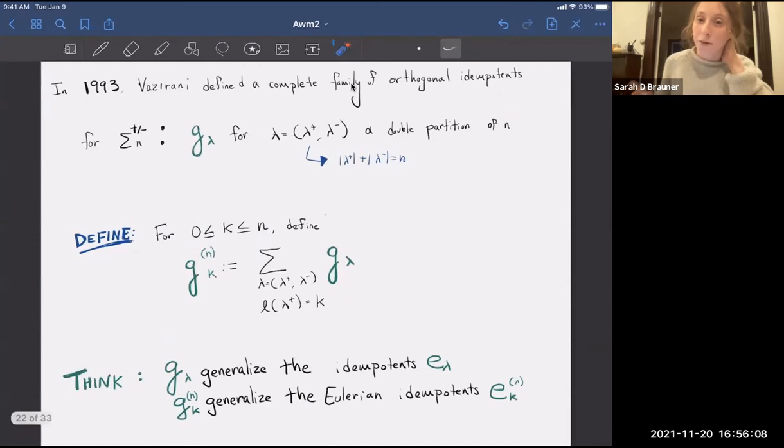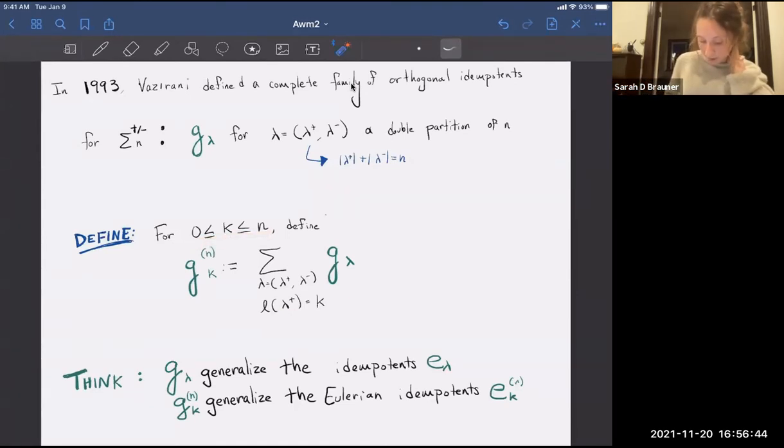And again, we have idempotents that decompose this algebra, introduced by Monica Vazirani in her undergrad thesis. I'm going to write these idempotents like G lambda, but now lambda is going to stand for a double partition. That means two partitions whose sizes together sum to n. And again, I'm going to sum over these G lambdas, where I take lambda plus to be a fixed length. Okay, so I'm going to get some coarser idempotents, and in particular, I'm going to get n plus one of them.